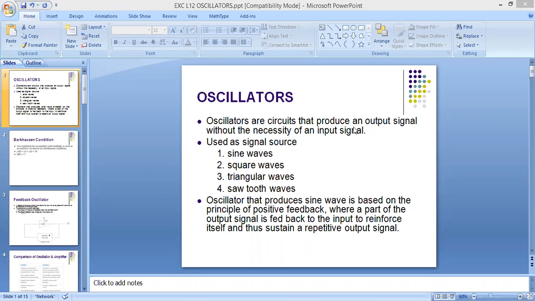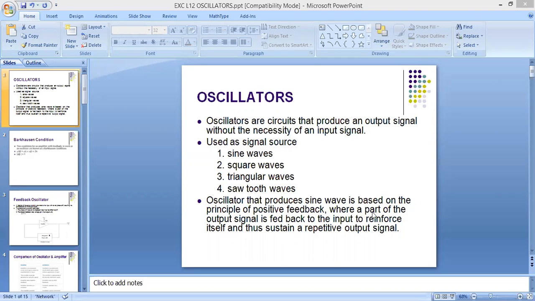So we can use an oscillator as a signal source. It can be a sine wave, a triangular wave, square or sawtooth waves. So the oscillator will produce a sine wave, and the principle is based on positive feedback. It means if we are giving a sine wave at the input, then we will get exactly the same wave at the output, because it is using positive feedback.